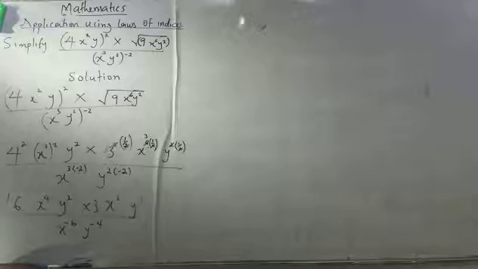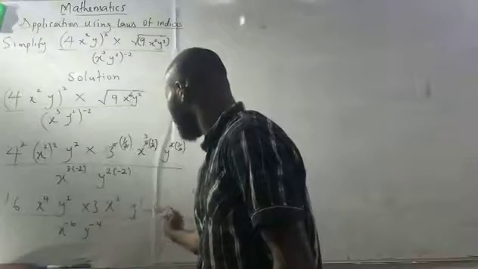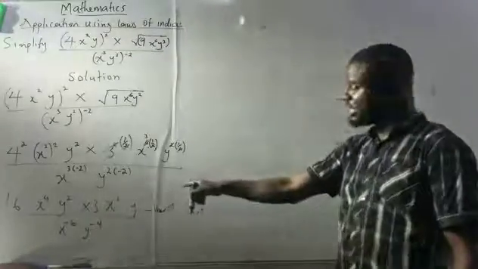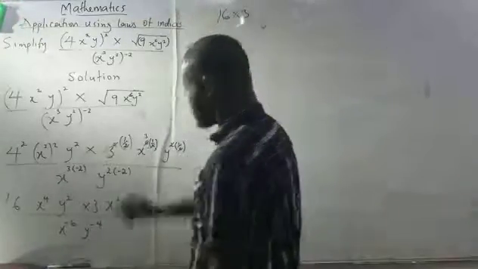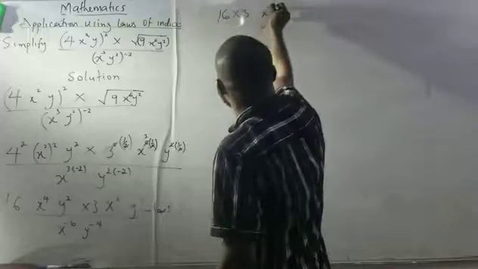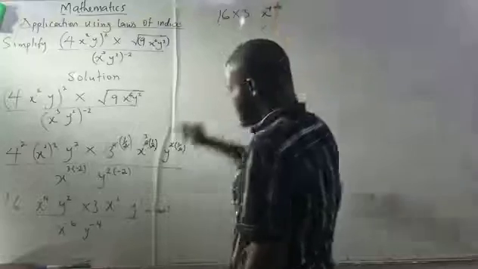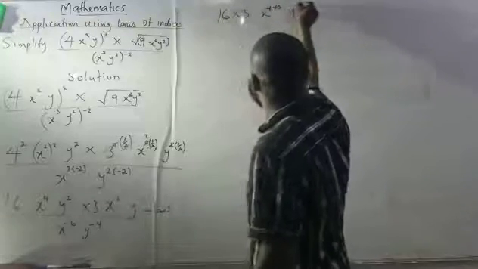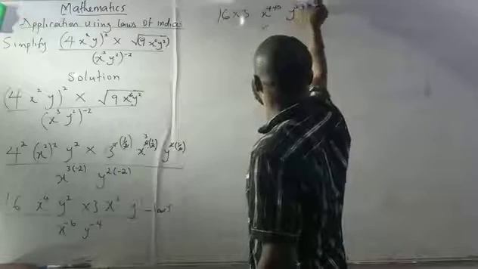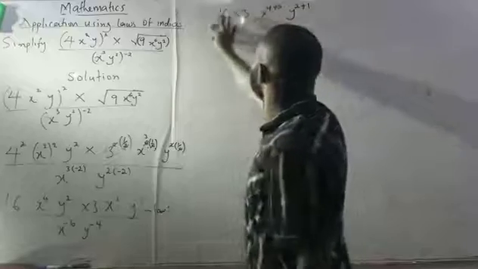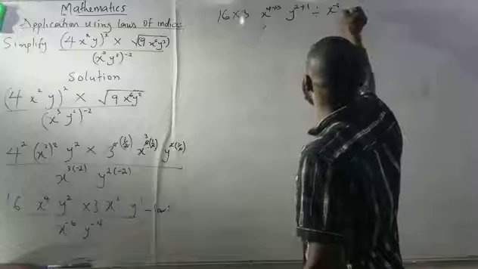Now, for me to move on with this, I can apply law 1 of indices, which is the multiplication law. 16 multiplied by 3 is going to be 48. x raised to the power 4 plus 3, because they have the same base, and y raised to the power 2 plus 1, divided by x^(-6) y^(-4).